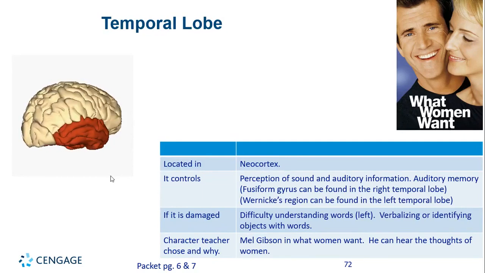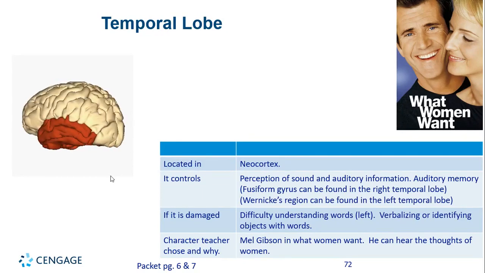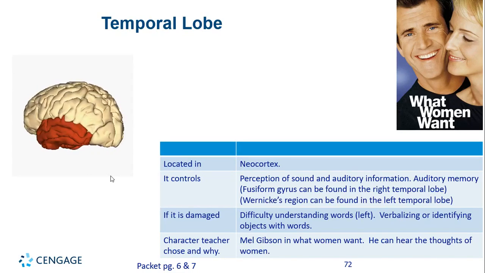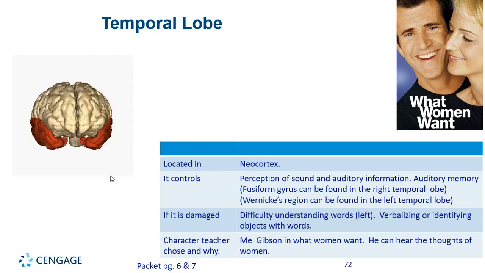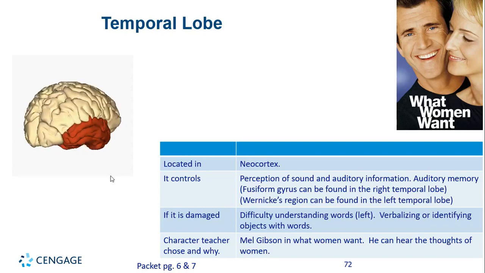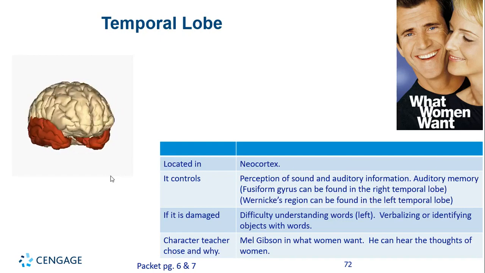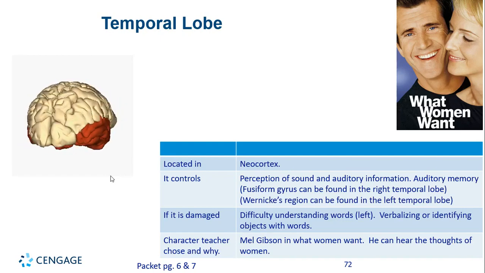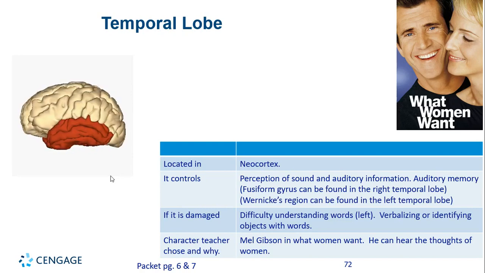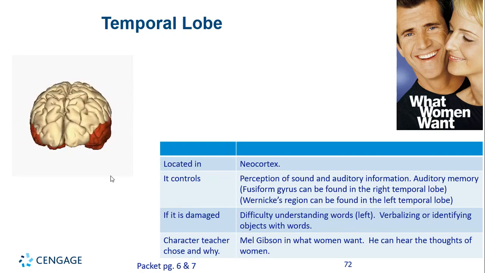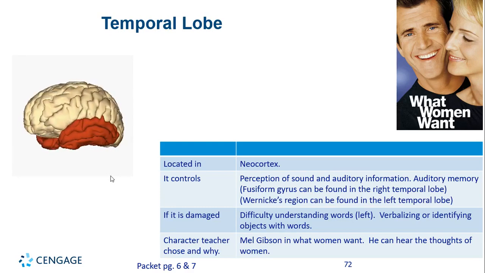I think there's a new movie called What Men Want. And in that movie, Mel Gibson can hear women's thoughts, right? So hearing women's thoughts, that would happen in the temporal lobes, even though for him, it has nothing to do with his ears. The temporal lobes are the part of the brain that hears and creates the meaning and sound.